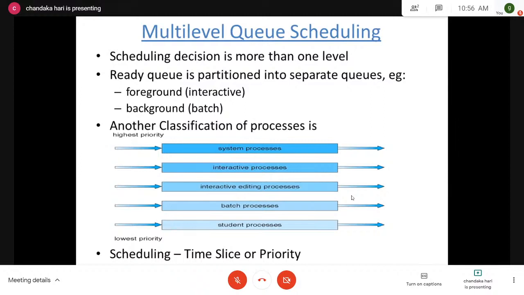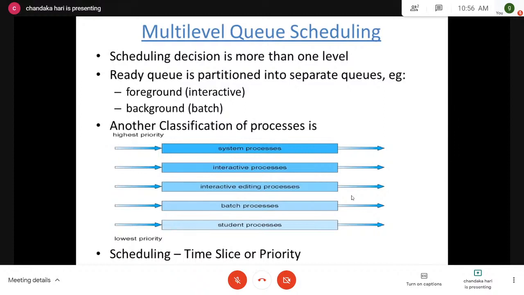The CPU is always executing the system processes queue. Once the system process queue is empty, then the CPU switches to interactive processes. Once this is empty, then it goes to interactive editing like this. Suppose you have completed all the jobs in system process and you come back to interactive processes. While executing one job in interactive process, another new job arrives into the system process queue. What happens?